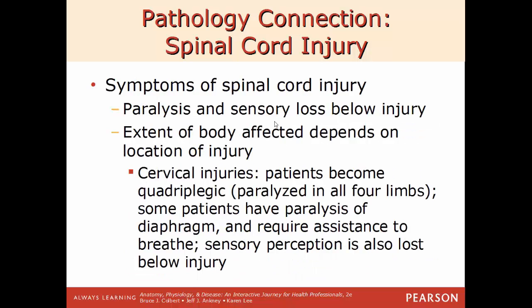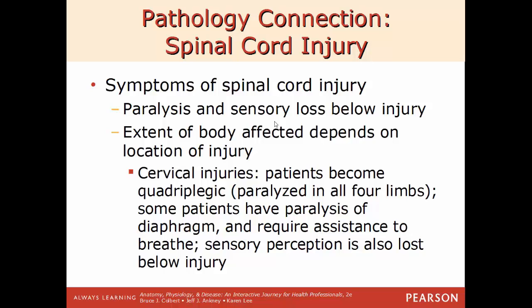Some symptoms of spinal cord injury: paralysis, or the sensory loss below the injury. The extent of the body affected depends on the location of the injury. So for those people that have damage in the cervical region of the spinal cord, patients will become quadriplegics. That means they are paralyzed in all four limbs.